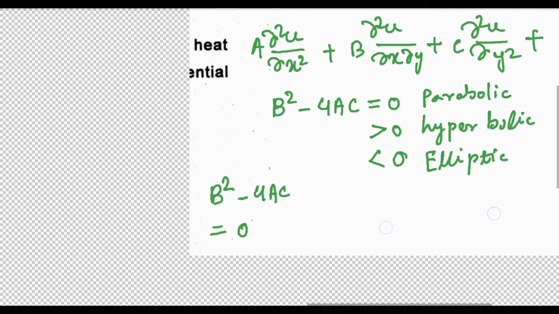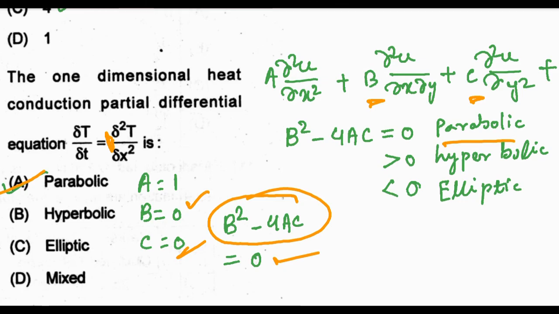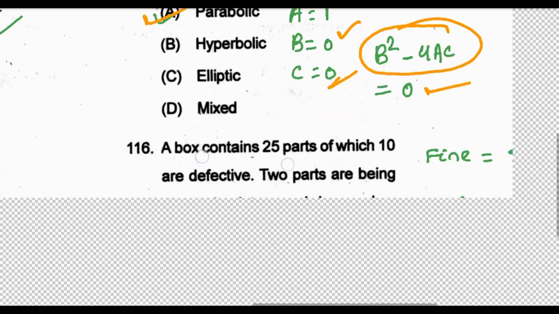So what we are getting here, a is the coefficient of del square u by del x square. So here if we take t instead of u, a is equal to 1. What is b? b is equal to 0 and c is equal to 0. So b square minus 4ac is equal to 0. 0 means parabolic. So here option A is the correct answer.